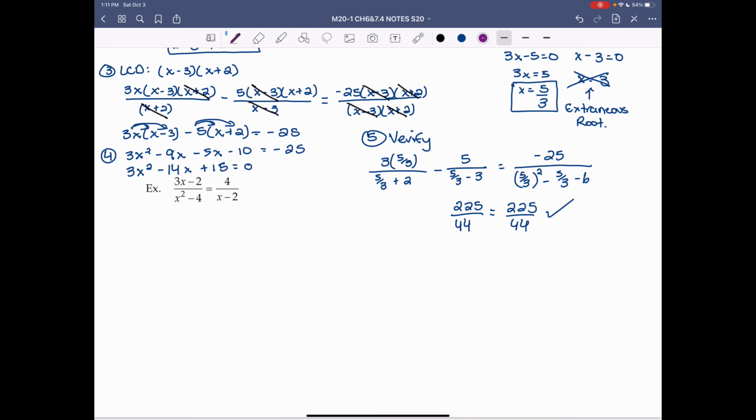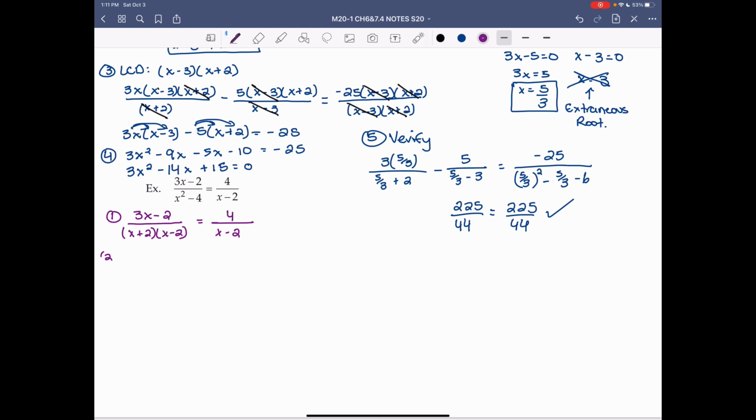3x minus 2 over x squared minus 4 equals 4 over x minus 2. Step 1, factor. x squared minus 4 is a difference of squares. It factors to x plus 2, x minus 2, equals 4 over x minus 2.